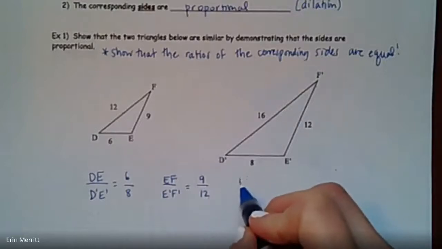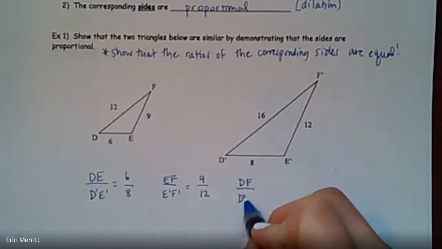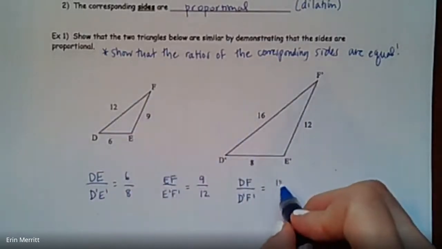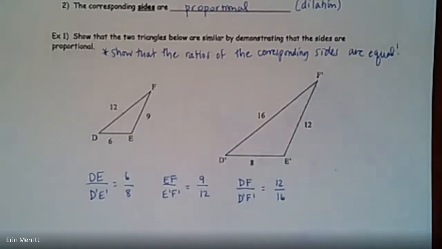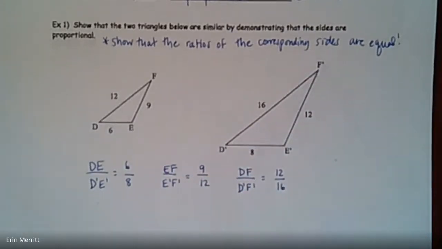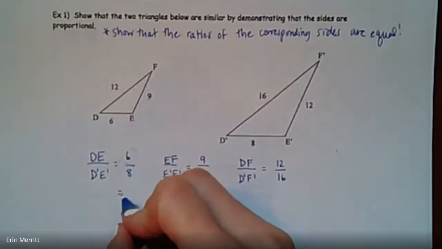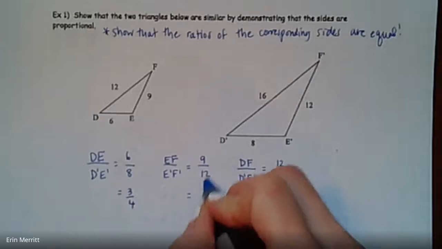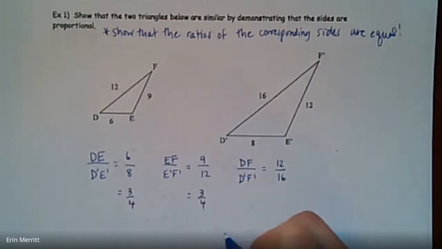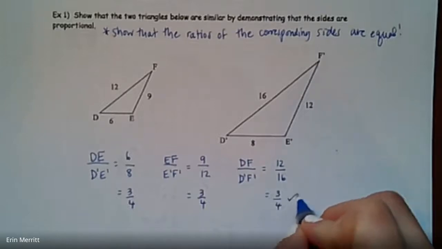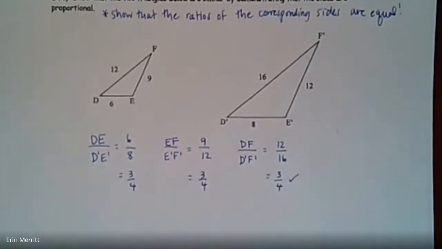And then the last one, if we compare side DF to its prime, D prime, F prime, we're looking at 12 to 16. All right, what we want to show is that those are all in the same ratio to one another. So to do that, just simplify each little fraction. 6/8 would reduce down to 3/4. 9/12 reduces to 3/4. And then 12/16, divide each by 4, that reduces to 3/4. So if we're getting the exact same ratio for all three parts, then that shows that the sides are proportional.